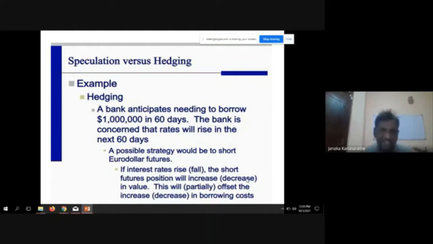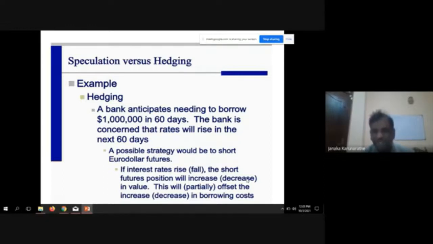If the interest rate rises, your short position will increase in value. Okay. So you sell today, so your position will increase in value. But in the borrowing market, interest rate is high, you have to pay additional interest, right? So in the cash market, you will end up with a loss.